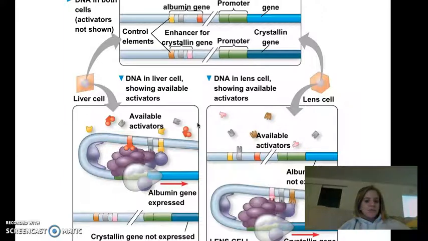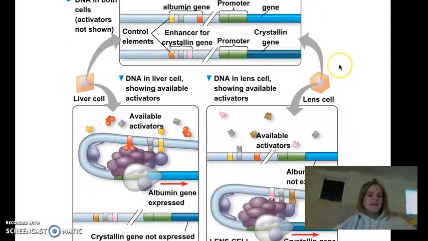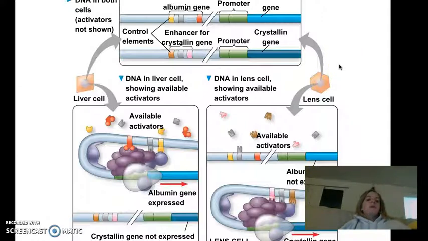So, for example, this shows us an example of a liver cell and a lens cell, like a cell in your eye. And you can see both of them have their enhancers, and they both actually have this gray control element. The other ones are different, but they share this gray one. So why does a liver cell act like a liver cell and a lens cell act like a lens cell? It has to do with what activators are present.